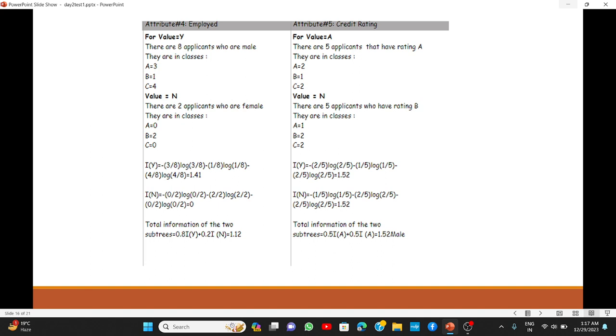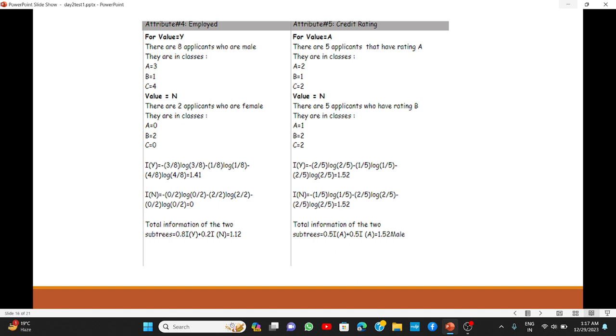Now we are considering attribute 4, employed. For value Y, there are 8 applicants. They are in classes: A has 3, B has 1 and C has 4. Value N, there are 2 applicants. They are in classes: A has 0, B is 2 and C is also 0. So information for Y is 1.41 and information for N is 0. Total information of the two subtrees is 1.11.